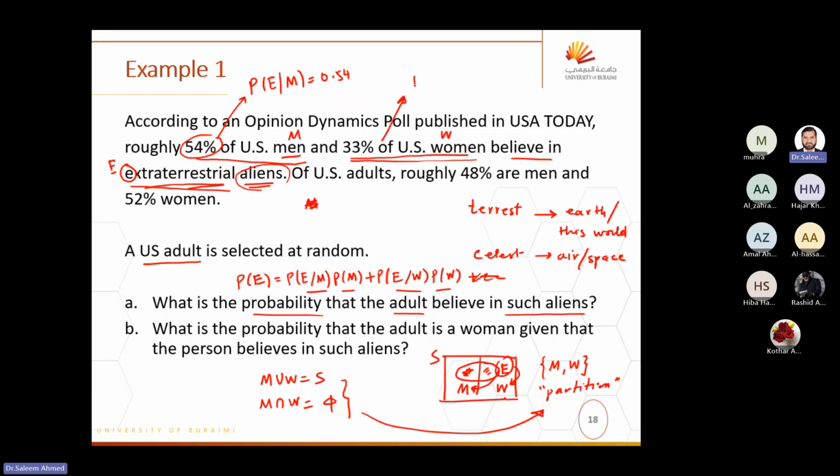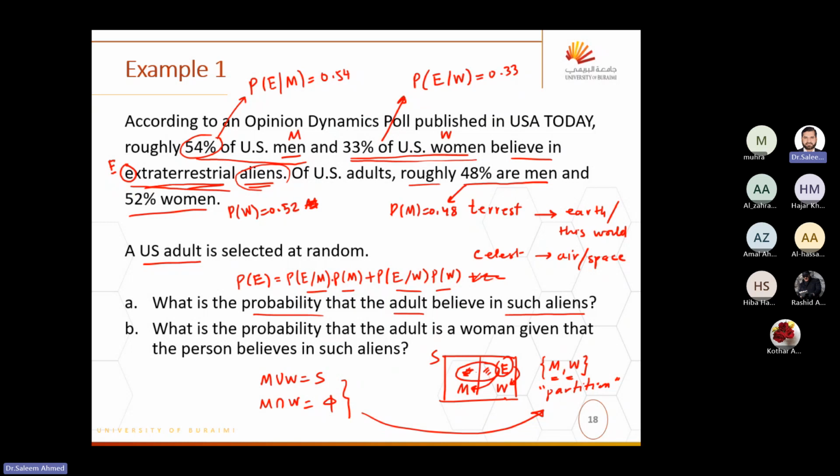So this tells you that if the selected person is a woman, then the probability that she believes in aliens is 0.33. So these two probabilities are given. And now I need the probability of the partition, man and woman. Of the set of US adults, roughly 48% are men and 52% are women. So the probability of being a man is 0.48, and there are 52% women, so being a woman is 0.52.